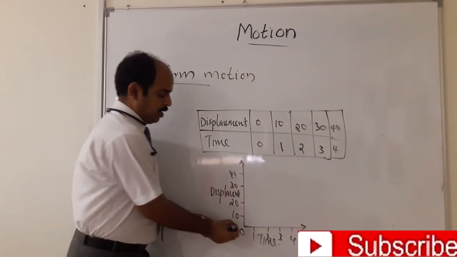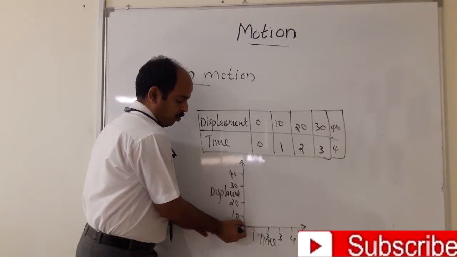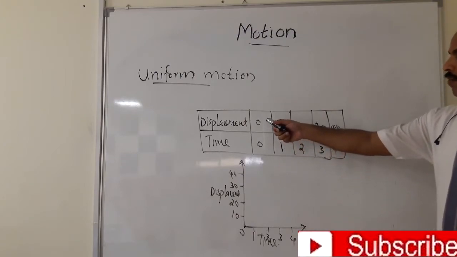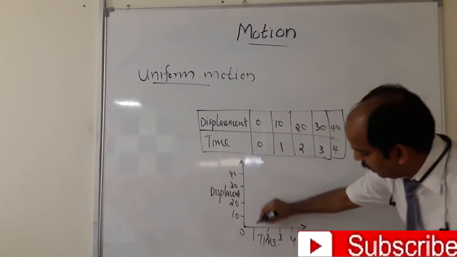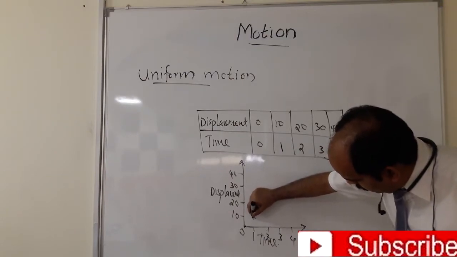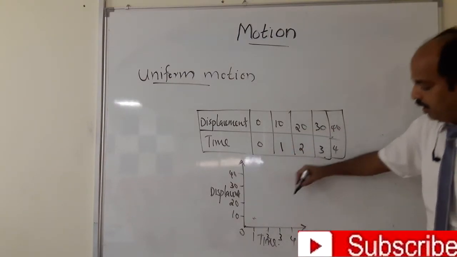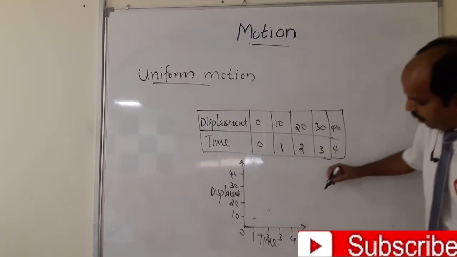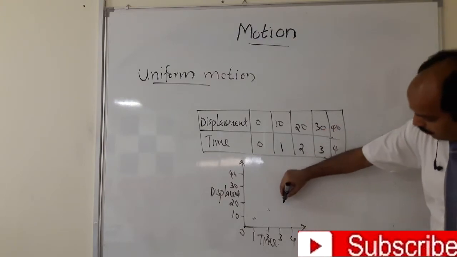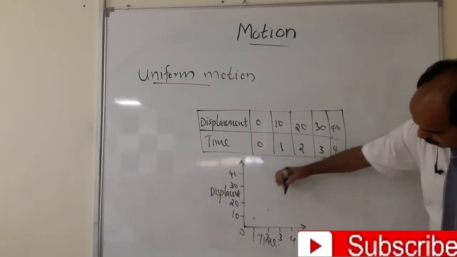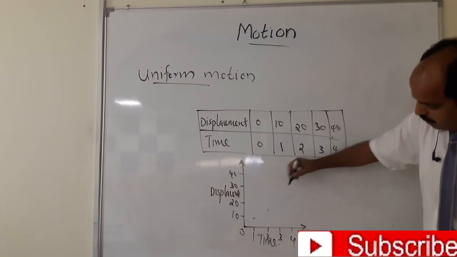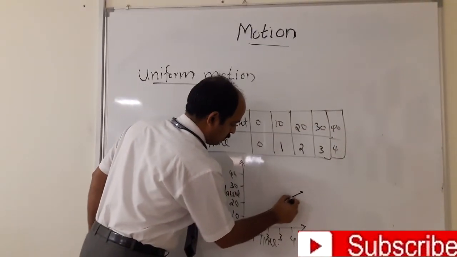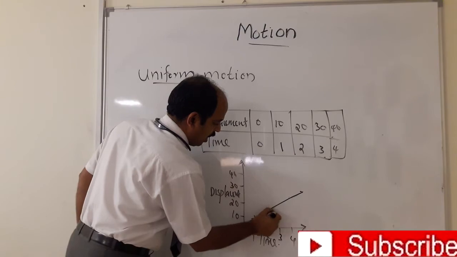So let us mark. See that at time 0, displacement is 0. Now at a time of 1 second, after 1 second, what is the displacement? 10 meter. 1 second, 10 meter. Here it is. Then after 2 seconds, 20. It will be here. Then after 3 seconds, 30. Then after 4 seconds, 40, here. See that. Now join this. Then you will get a straight line, right?